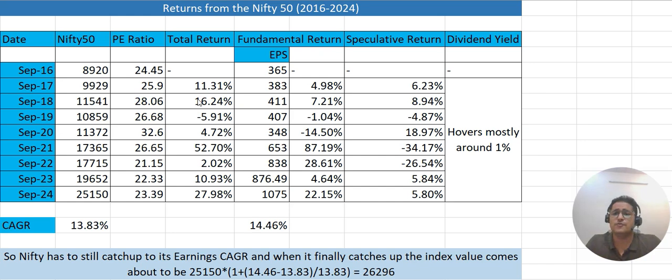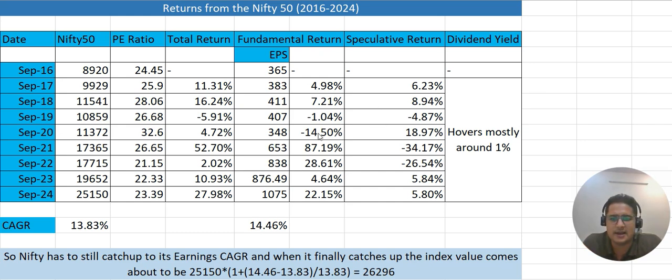So I collected this past data a few days ago in September. These are the years, the Nifty 50 value, the PE ratio, how much total returns the Nifty has generated, fundamental return, speculative return, and dividend yield. In the next video, I will come up with all the formulas for fundamental returns and speculative returns. What I want to convey through this video is that you are seeing the fundamental returns in percentages and here the speculative returns.